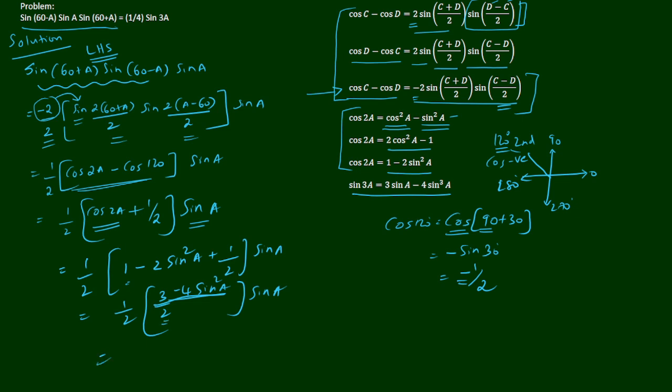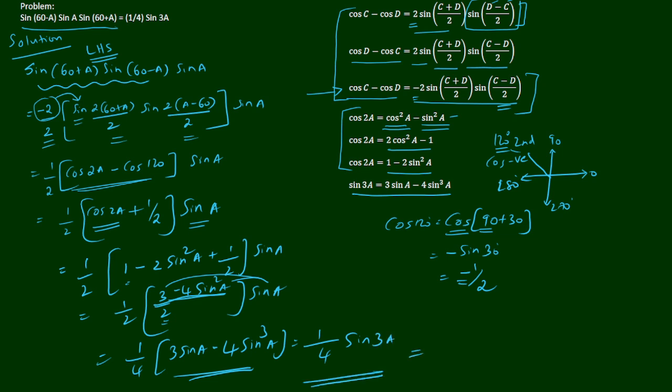So take the 2 out, so 1 by 4, and distribute sine a to both these terms: 3 sine a minus 4 sine cube a equals 1 by 4. This is actually sine 3a. This is same as our right hand side. So this is how we prove it. All you got to know is this formula, and then just a simplification will get you there to the right hand side, which is 1 by 4 sine 3a. Thanks for listening.